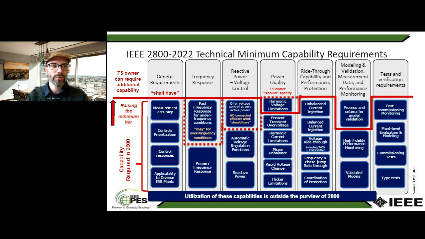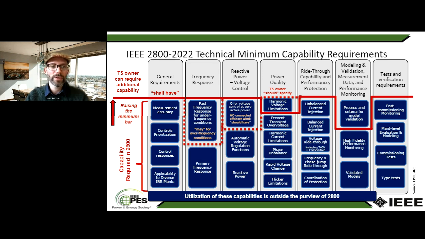verification requirements. Now, you see this red line shows the technical minimum bar, and you see that the bar is pretty high now. There are just a few things that are not included in the technical minimum requirements of 2800. And those include, for example, harmonic voltage limitations. Those are not specified in the standard, but the standard does recommend the transmission system planner specify those harmonic voltage limitations. Also, the standard does not specify the processes or the criteria for model validation, but it does require a validated model. And for fast frequency response, the requirement is only mandatory for under frequency conditions, whereas for over frequency conditions, it is optional as of this version of the standard.